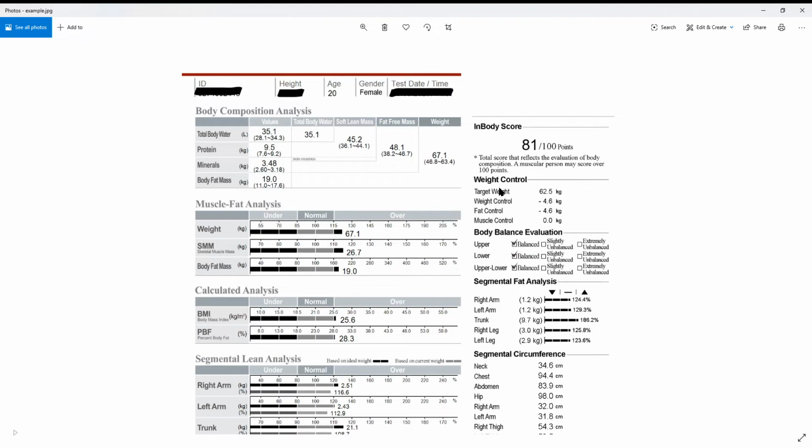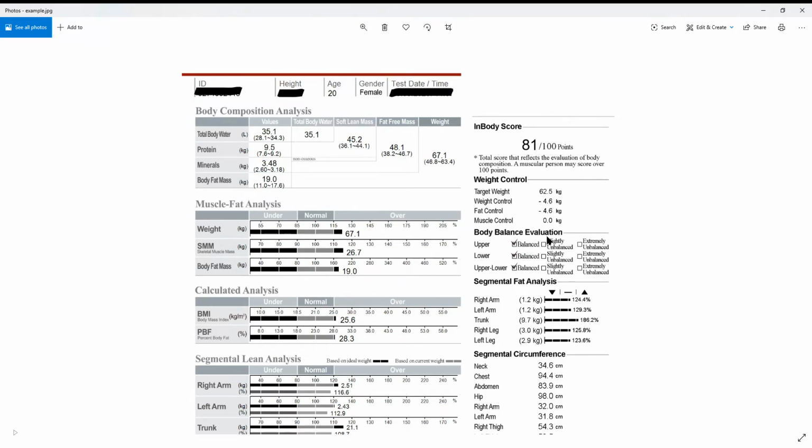Now we realize that a person's target might not be to be at a certain level of body fat, and you might have your own goals. The target weight suggested in kilograms, the weight control figure of how much weight to change in kilograms, a body fat control figure of how much body fat to change, and a muscle control figure of how much muscle to change.